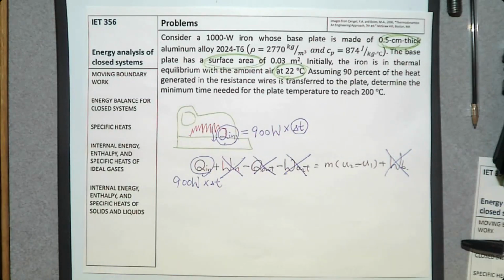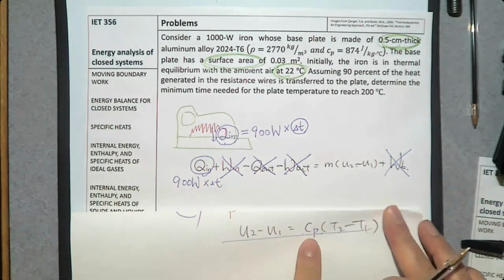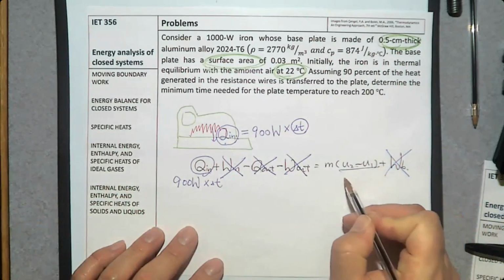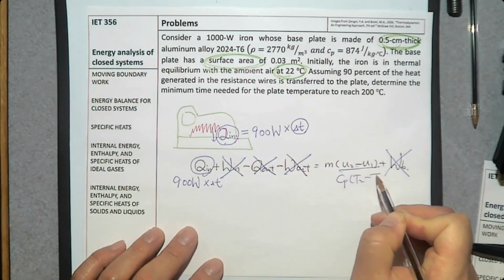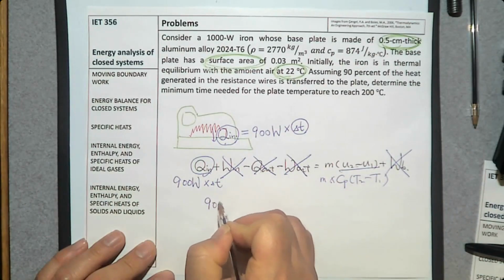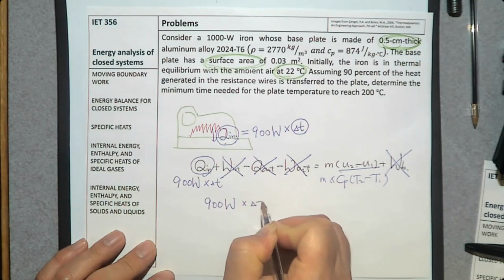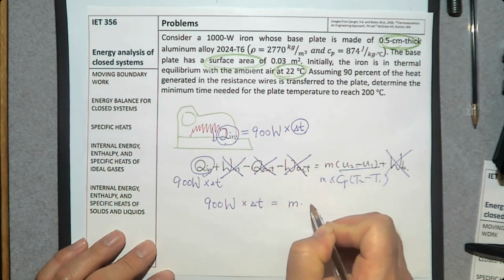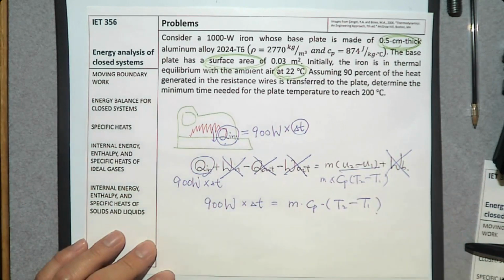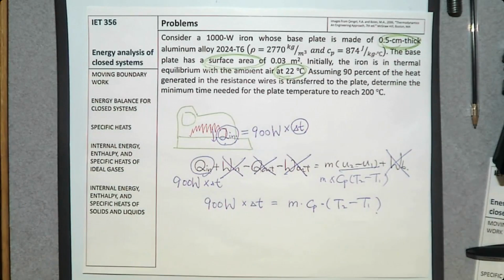Oh wait, we studied how to determine U2 minus U1. By how? Specific heat times T2 minus T1 times mass. So the equation is going to be 900 watt times delta T is going to be mass times specific heat times T2 minus T1. Do we know the mass? Or we don't? Then can you determine mass? Yes, we can.